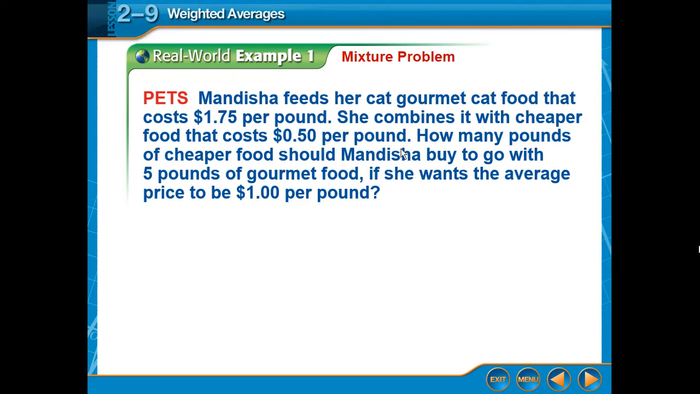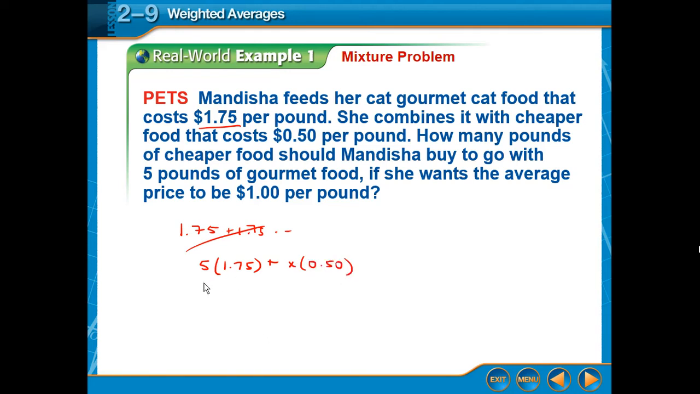Okay, so we don't know how many pounds she's buying of each. Well, we know she's buying 5 pounds of the gourmet food, the $1.75 per pound food. So we're going to do 1.75 plus 1.75, five times, but to keep it simpler, we're going to do 5 times 1.75 in the top. And then we want to know how much she's going to buy of the cheaper food. We don't know, so we're going to call it x, and the cheaper price, 0.50.